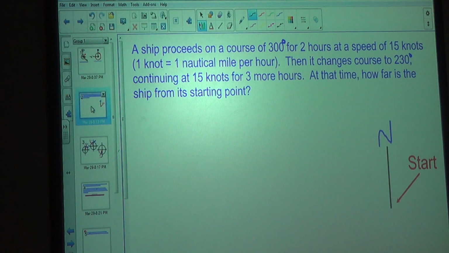A ship proceeds on a course of 300 degrees for 2 hours at a speed of 15 knots. 1 knot equals 1 nautical mile per hour. Then it changes course to 230 degrees, continuing at 15 knots for 3 more hours. At that time, how far is the ship from the starting point?